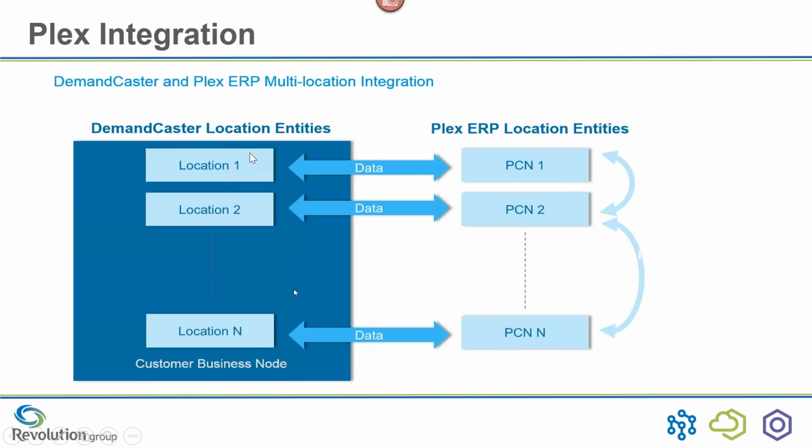This slide is designed to show you that you'll have one instance of DemandCaster, and your locations within DemandCaster are essentially your PCNs. So all the different activity you've got going on at various PCNs all feeds into your one instance of DemandCaster, and this is what allows you to do cross-PCN capacity planning, demand planning, and distribution planning. So you don't need an instance of DemandCaster per PCN. You just have one instance that will manage everything for you.